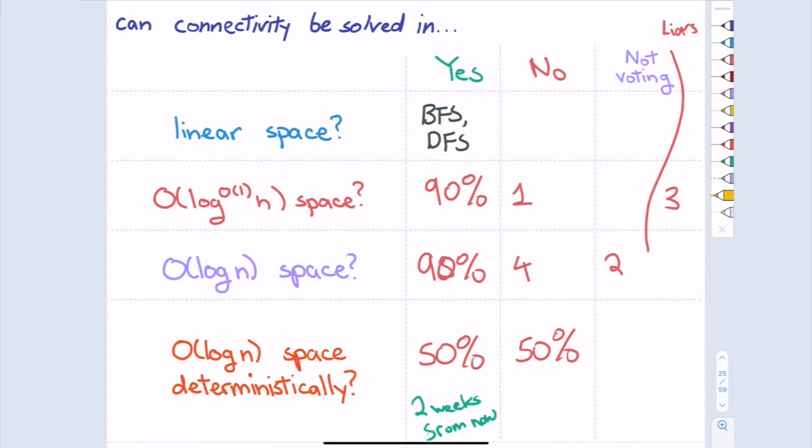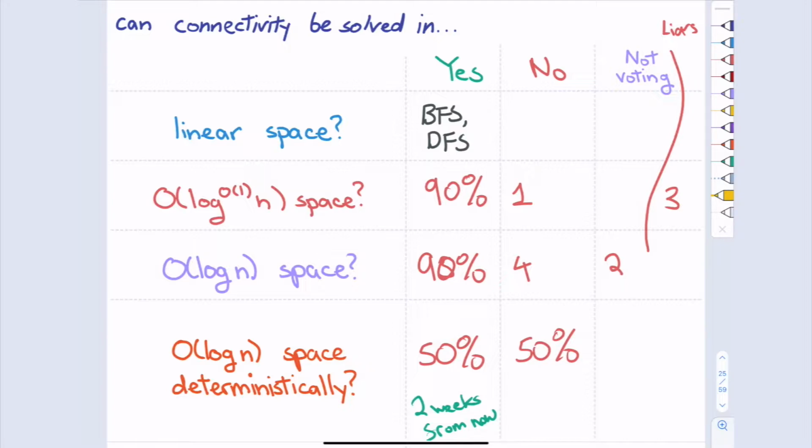And so we took a poll a few weeks ago for various stages of this problem in terms of space. So, of course, linear space, you know this, BFS and DFS. For polylogarithmic space, there's something called Savitch's theorem, which you would have learned about in the complexity class. For log n space, most of you guessed yes. A few said no. I'm not sure if there are liars. But anyway, we were able to show that random walks, just randomly walking a graph, will with high probability figure out if S can reach T.